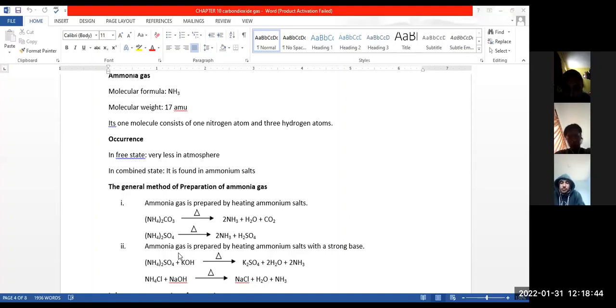When we react ammonium salts with a strong base, in the presence of heat ammonia gas is produced. Look at here in this reaction, ammonium salt ammonium sulfate, (NH4)2SO4 plus base is KOH, potassium hydroxide. On heating, the product is potassium sulfate, K2SO4 plus water plus ammonia gas. In this way, we can prepare ammonia gas.